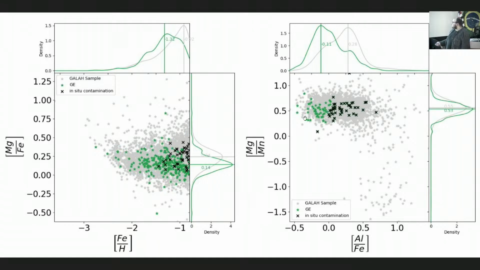And what we did was to separate using the magnesium over manganese and aluminum over iron diagram. So there is a line here that can distinguish accreted from in situ stars. The stars that have black crosses over them are in situ contaminations. And you can see that this part here is the ex situ part.